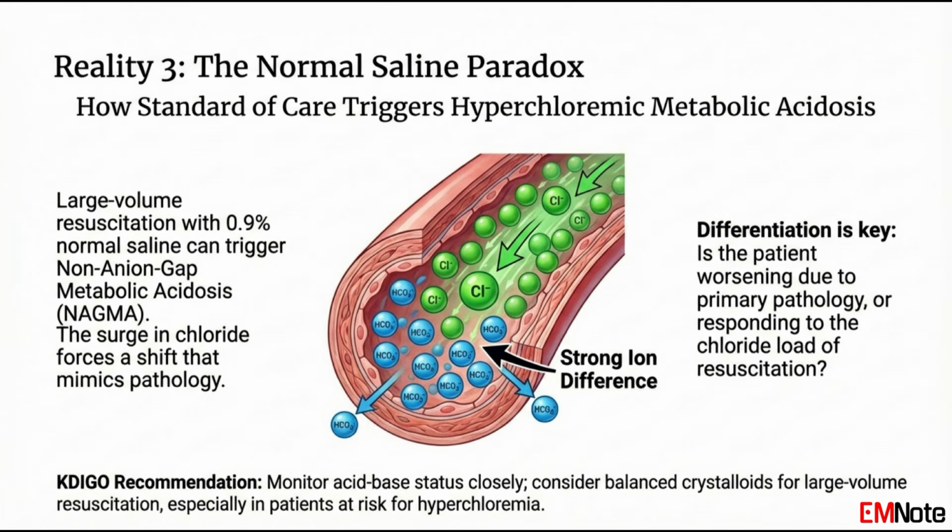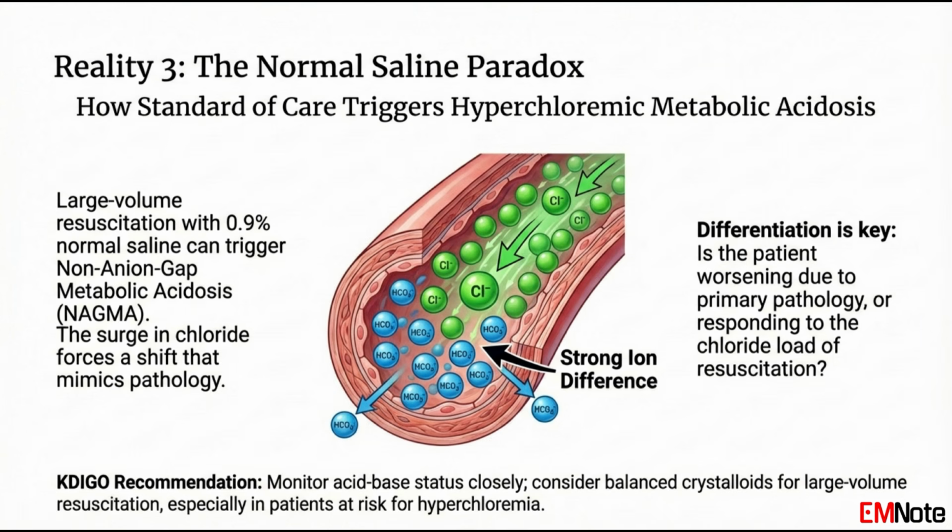Let's talk about fluids for a minute. We're in an acute care setting. The go-to is 0.9% normal saline. It's the standard, but is it safe? That brings us to what's called the normal saline paradox. And the paradox is? That large volume resuscitation with normal saline can actually trigger the exact condition you're trying to avoid.